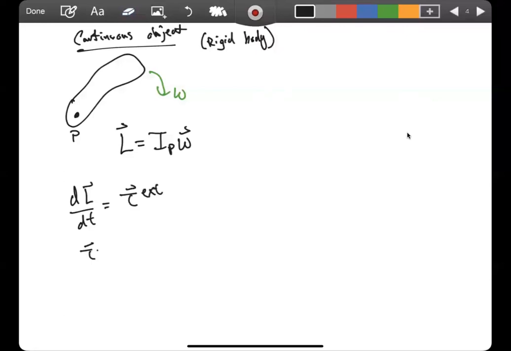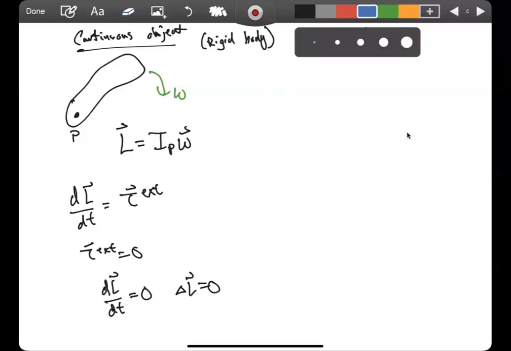Now, if the external torques acting on the system are equal to zero, in this case we have conservation of angular momentum, which says that the time rate of change of the angular momentum is equal to zero, which means the change in angular momentum is equal to zero. Hence, the initial angular momentum must be equal to the final angular momentum. From here, what we care about is the same thing we cared about with regular momentum, which is collisions.